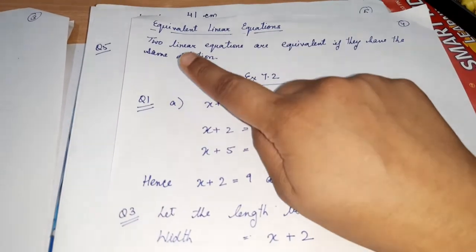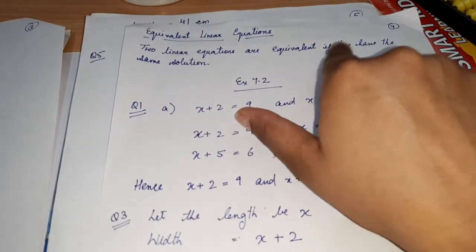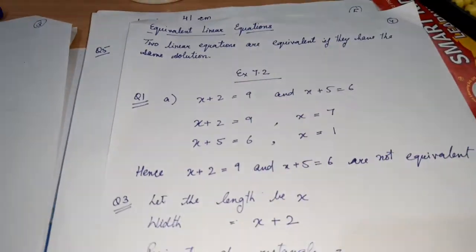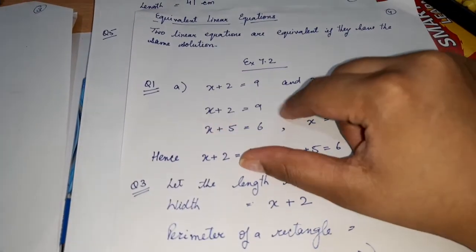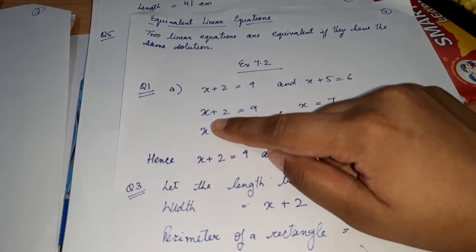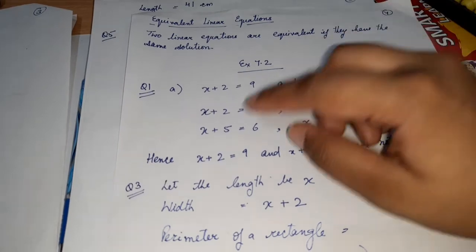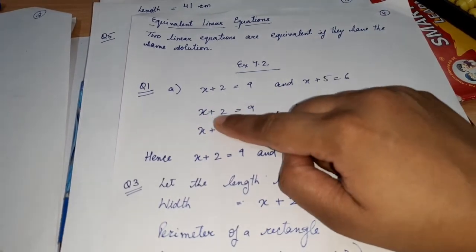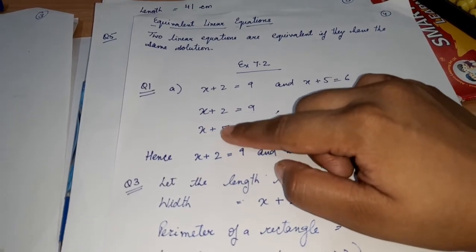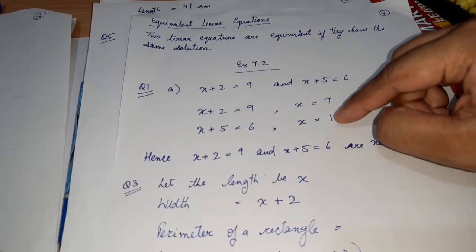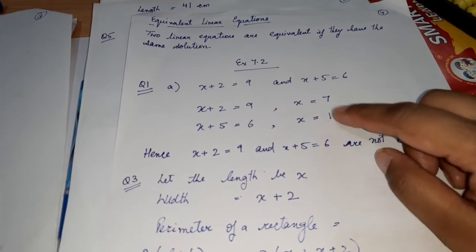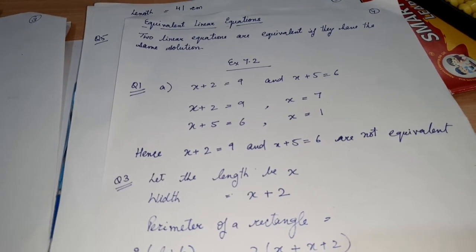Equivalent linear equations. Two linear equations are equivalent if they have the same solution. We are given two linear equations, and now exercise 7.2. Two equations are given. x plus 2 is equal to 9 and x plus 5 is equal to 6. So now what I'll do is I'll solve each equation. If I solve x plus 2 is equal to 9, 2 goes there, it becomes subtraction, x is equal to 7. x plus 5 is equal to 6, 5 goes the other side, it becomes 1. So since the solutions are different, 7 and 1, these are not equivalent.